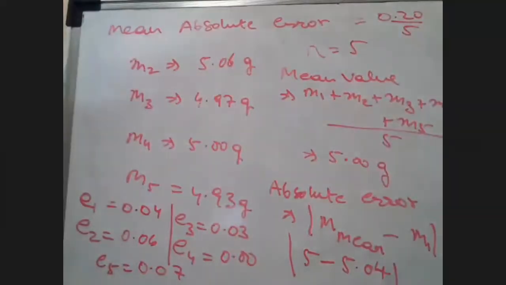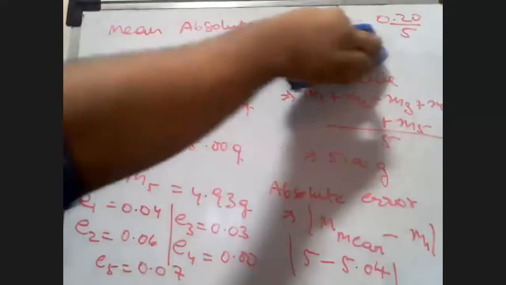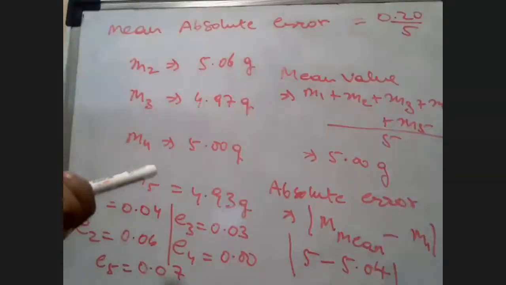You will say, what difference does it make, sir? It makes, students. From the exam point of view, it will make. So be specific. 0.20 upon 5 is going to give me what? 0.04.